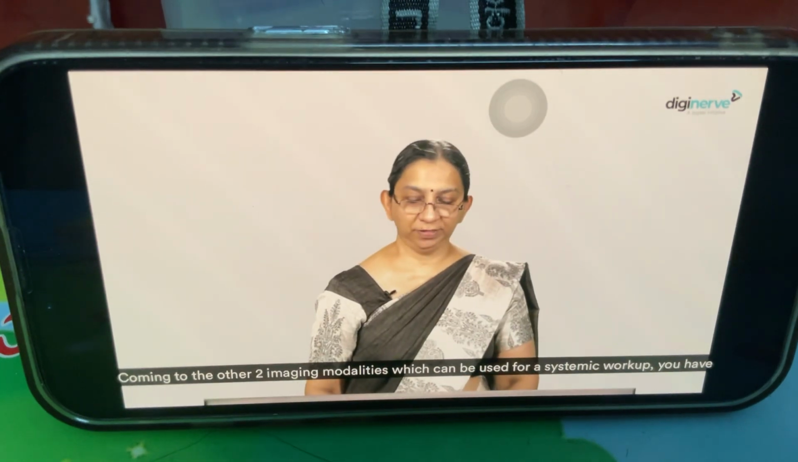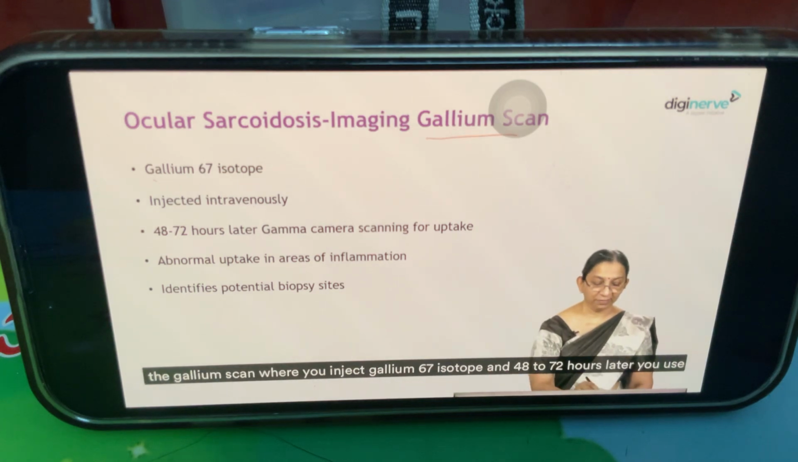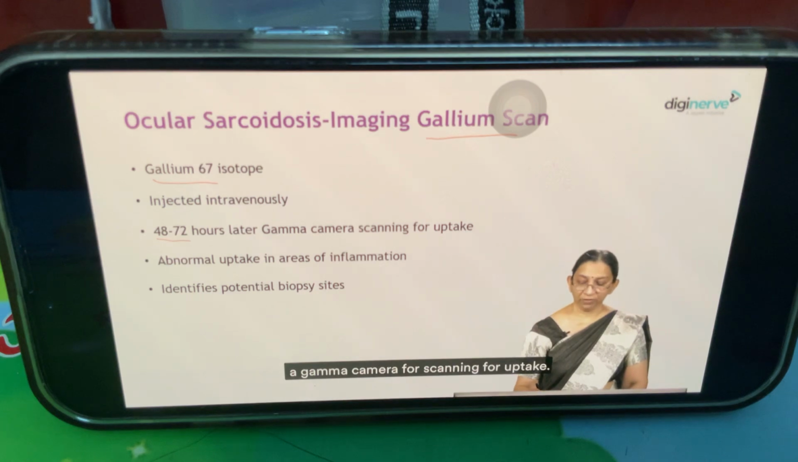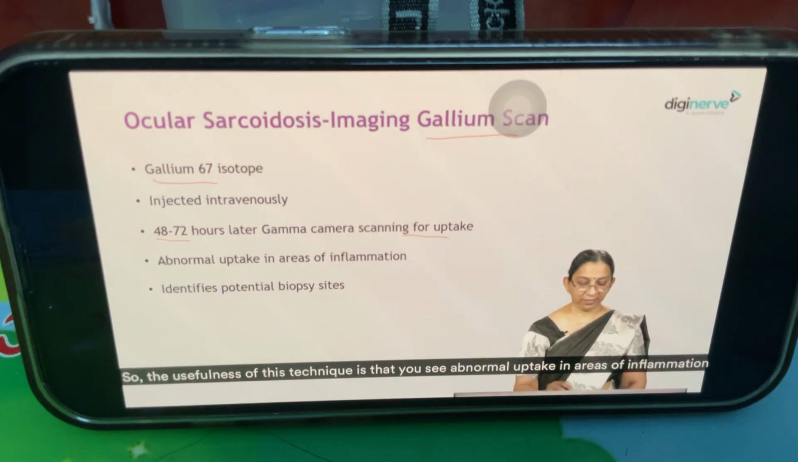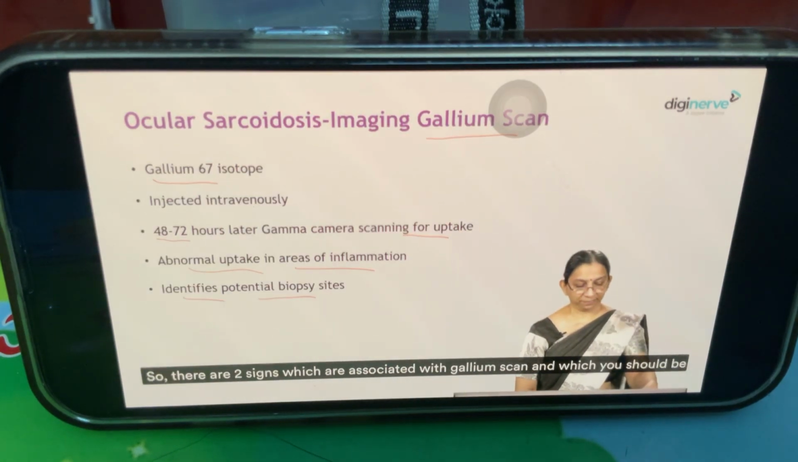Coming to the other 2 imaging modalities, which can be used for a systemic workup, you have the gallium scan, where you inject gallium-67 isotope, and 48 to 72 hours later, you use a gamma camera for scanning for uptake. So the usefulness of this technique is that you see abnormal uptake in areas of inflammation, which may not be obvious clinically, and you can identify potential biopsy sites.